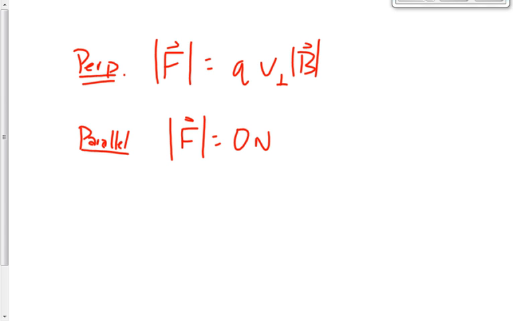Good question. What units do you use for force? Well, for force, it's always going to be newtons, right? For charge, it's always going to be coulombs. For speed, it's going to be meters per second. And for B, it's going to be tesla, right?